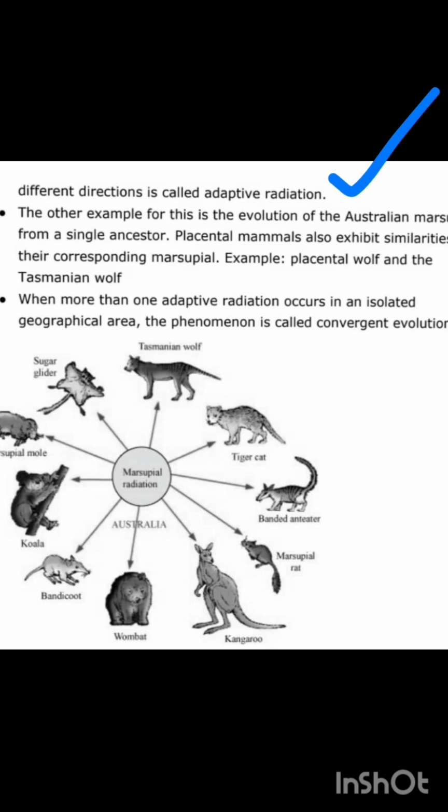Another example of this evolution is Australian marsupials from a single ancestor. Placental mammals also exhibit similarity to their corresponding marsupials, for example, the placental wolf and the Tasmanian wolf. When more than one adaptive radiation occurs in an isolated geographical area, the phenomenon is called convergent evolution.